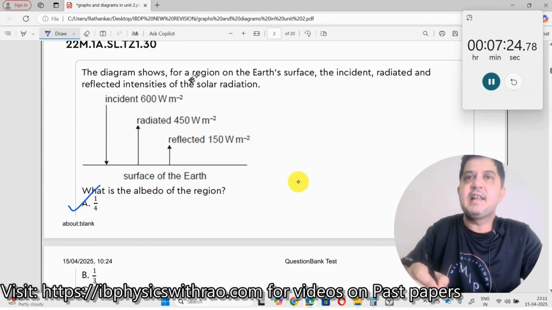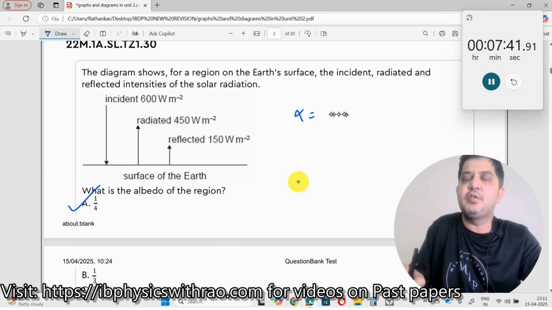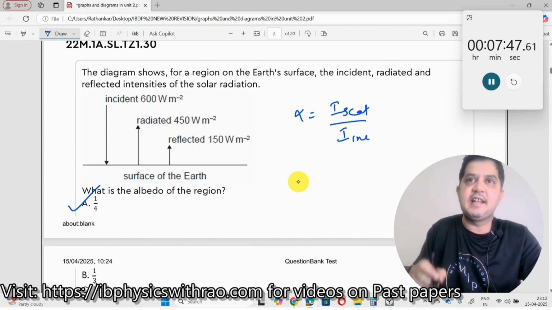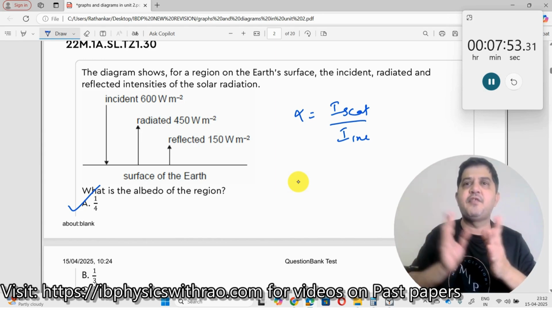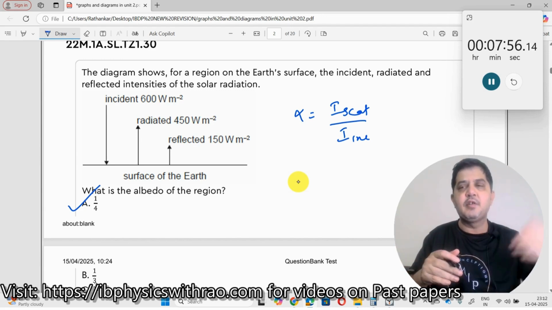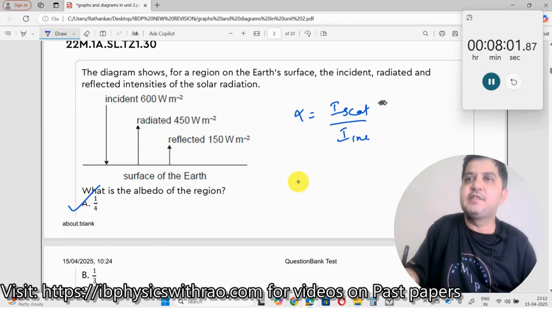Next question. The diagram shows, for a region of the Earth's surface, the incident, radiated and reflected values of solar radiation. 600 is given here, 450 gets radiated, reflected is 150. What is the albedo of the region? Albedo tells you the ratio of I scattered divided by I incident. What's the difference between scattered and reflected? Scattered means it can get reflected in many directions, while reflected means a parallel beam of light falls onto a mirror and once again goes like this. So this value would be 150 divided by 600, which is 1/4.